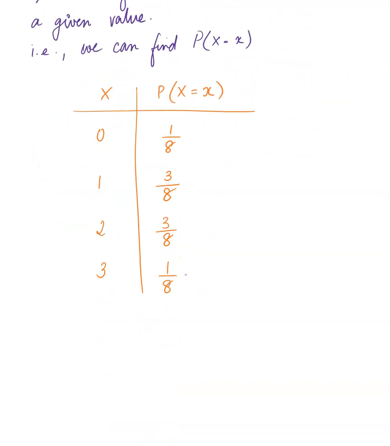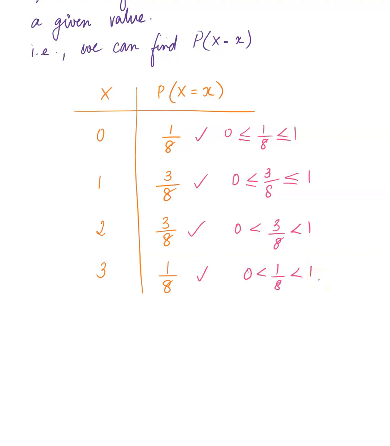Now we saw previously that for a probability distribution, there are 2 conditions it must satisfy. One is that each probability must be between 0 and 1. Individually, each one should be between 0 and 1. In fact, it's okay if 0 and 1 are included, but strictly speaking, we have a strict inequality here because the number is between 0 and 8. So I write a strict inequality. That condition is satisfied.